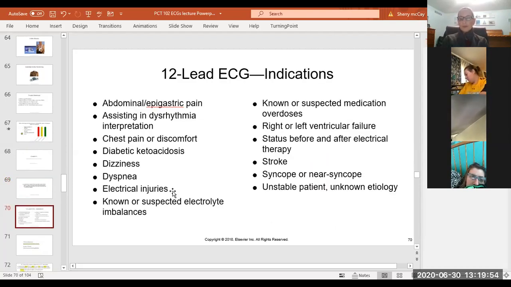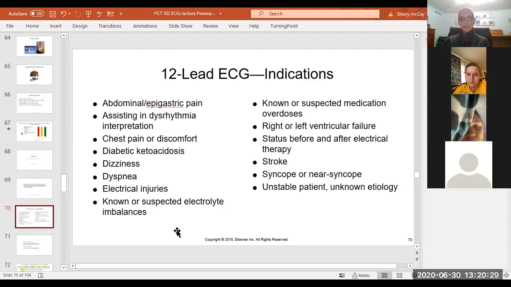Some reasons why you would do a 12-lead are all listed here. Maybe they're having abdominal or gastric pain. Try to figure out why they're having dysrhythmias, chest pain, diabetic ketoacidosis, dizziness, shortness of breath. Maybe they've been shocked by something, electrolyte imbalance, medications, overdoses of medications, maybe right or left ventricle failure, status before and after electrical therapy, stroke, dizziness, or just somebody who's unstable. Okay, these are all reasons why we would do it.